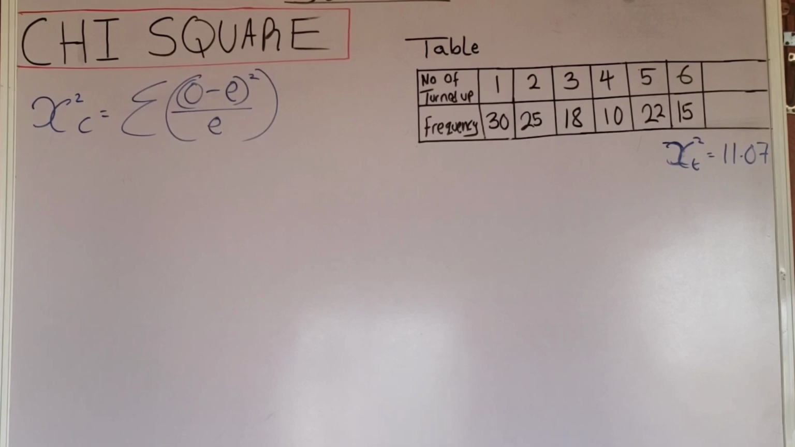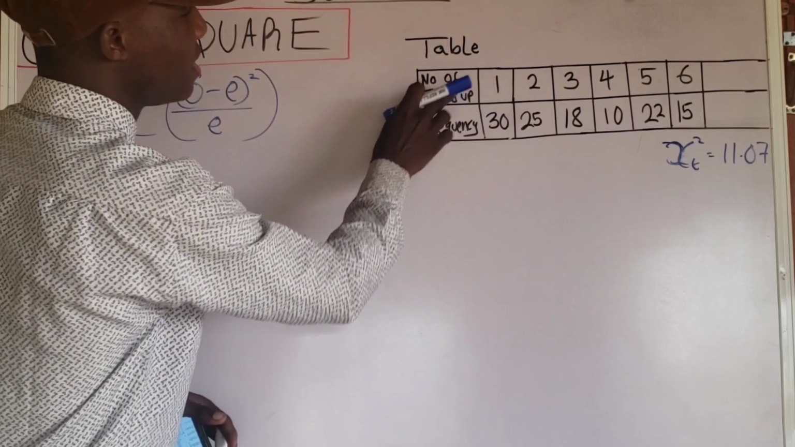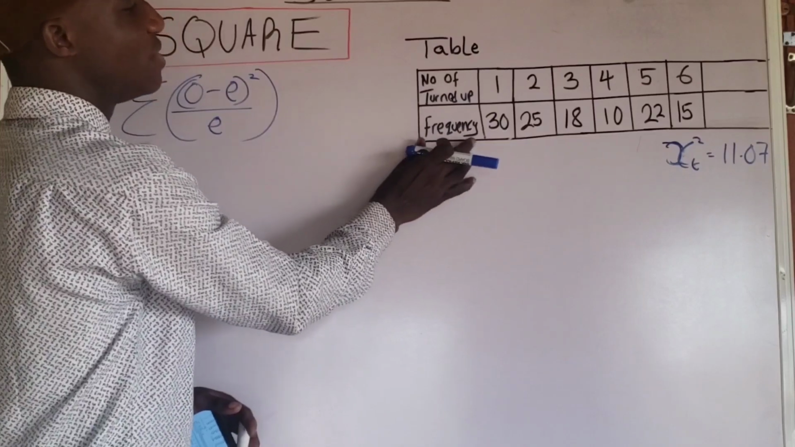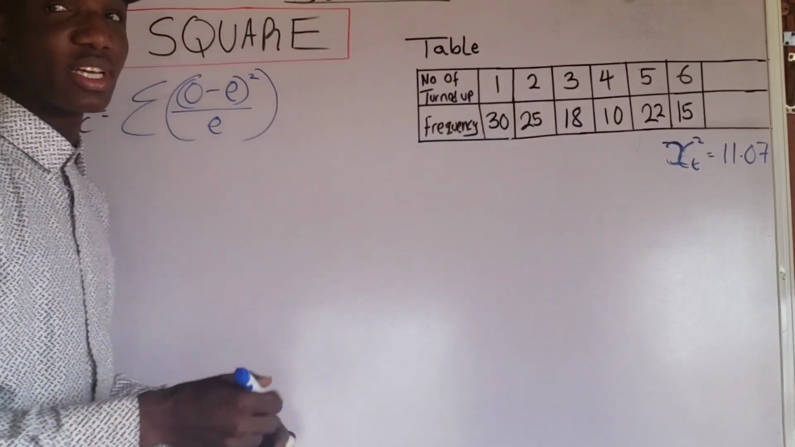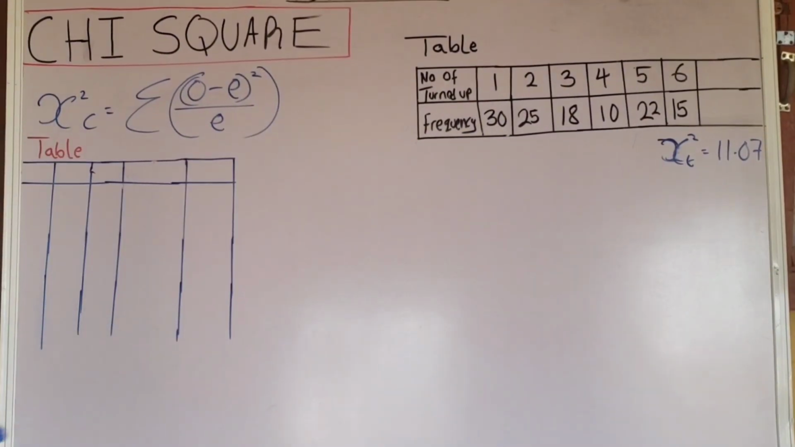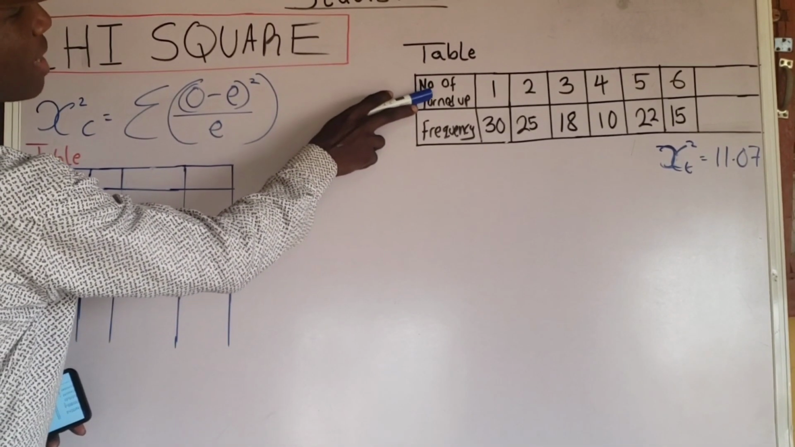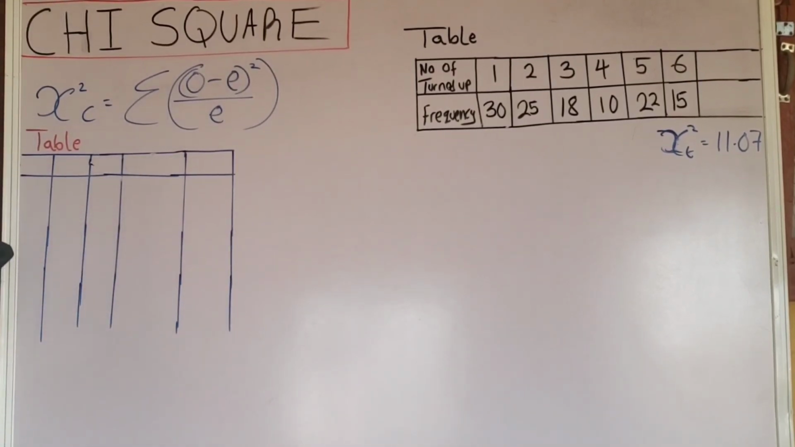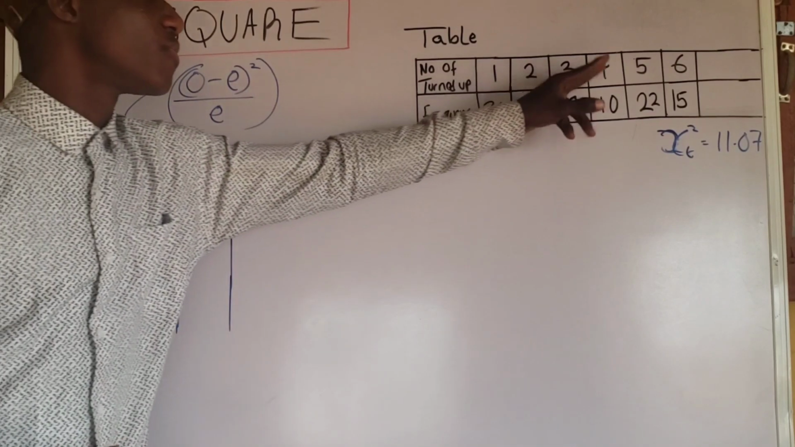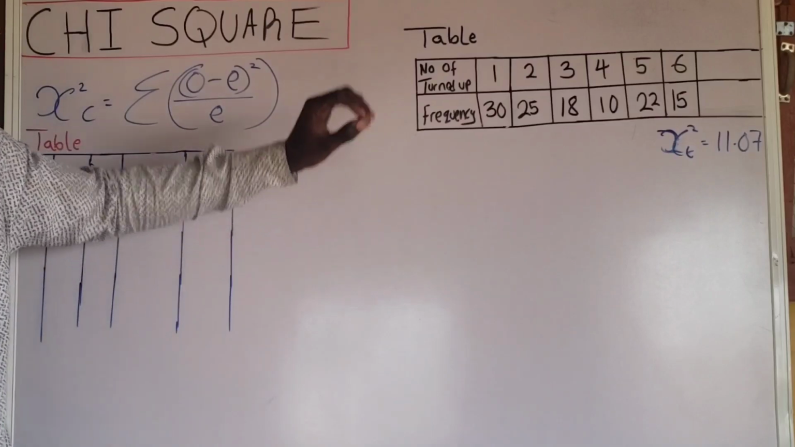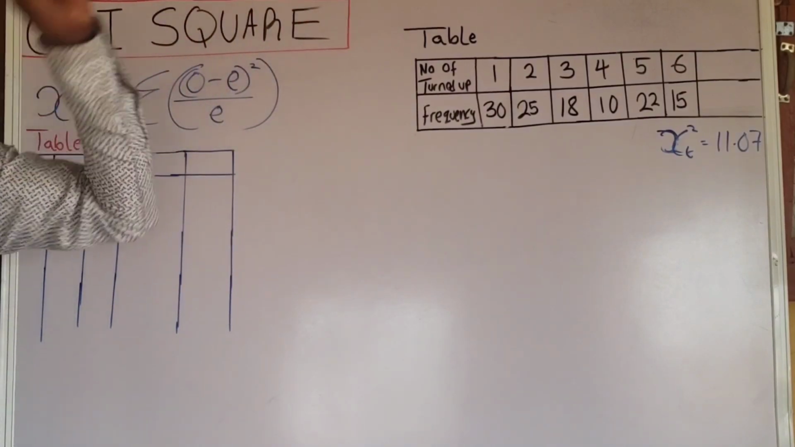We have to prepare our table. The table contains the observed and the expected values. In the question we've been given the observed values: we have the numbers of faces turned up and the frequency respectively. So I've already prepared the table. The numbers turned up is the same thing as the numbers of faces. A die has 6 faces: 1, 2, 3, 4, 5, 6. So don't be confused.